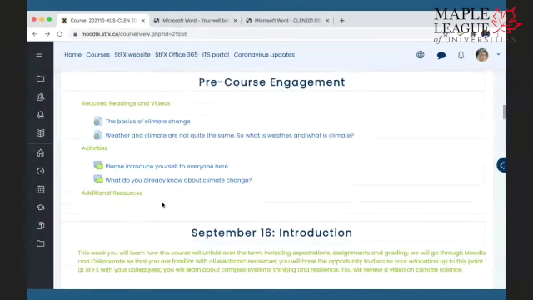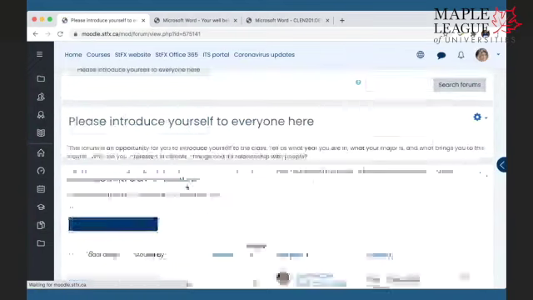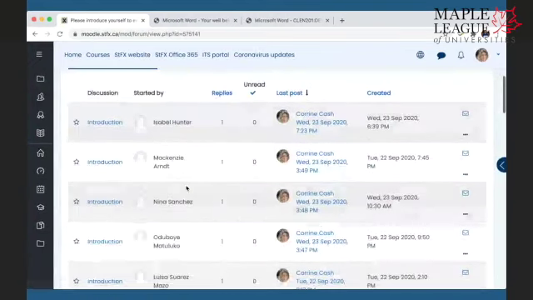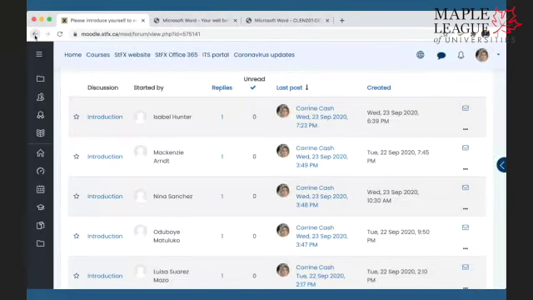So, pre-course engagement. Before the course started, I wanted them to read about the basics of climate change and a little article about the difference between weather and climate. And I asked them to come in here and introduce themselves to everyone. This was before the class started. They talked about their major, where they're from, a little bit about themselves. So, starting to build that online community.